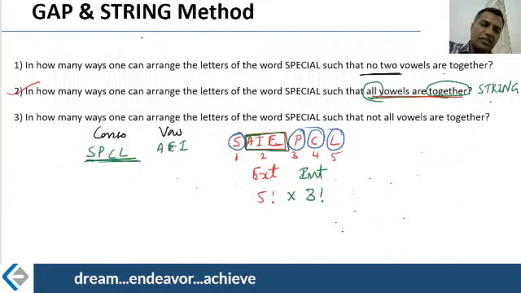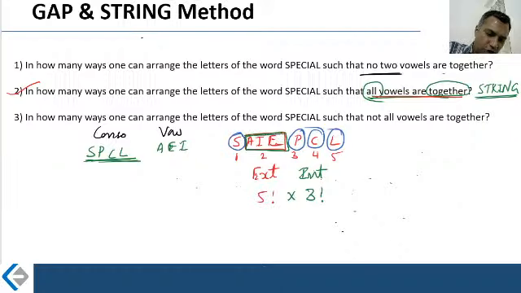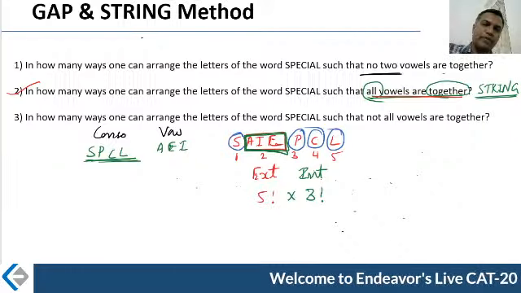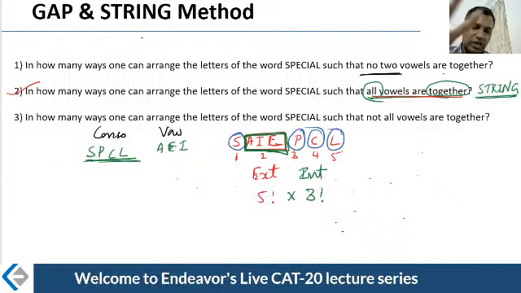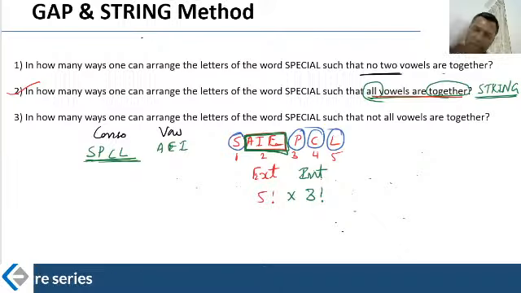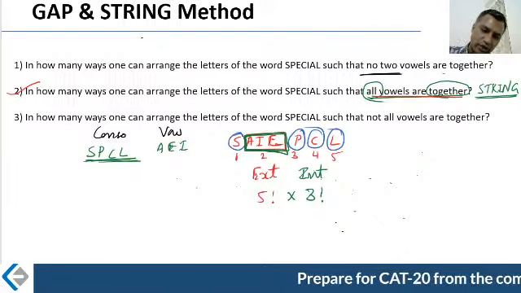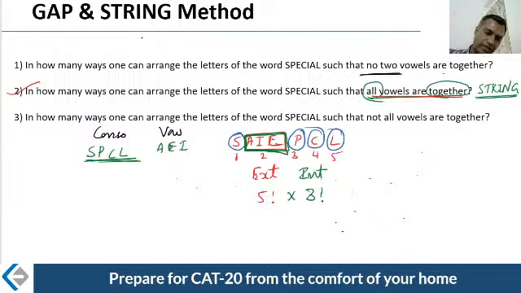That's how you tackle the string method. What do you mean by a string method? You put a string around the fellows who should be together. You call them one unit, one group. Others are isolated units. Although there are 7 letters here, there are only 5 units. Externally, 5 factorial ways. Internally, 3 factorial ways. That's your answer there: external arrangement followed by internal arrangement. Good, guys. Let's do the third one now.